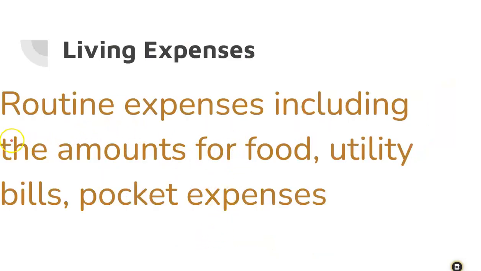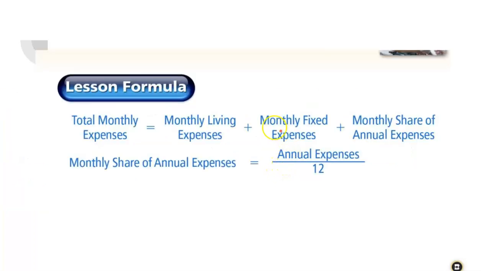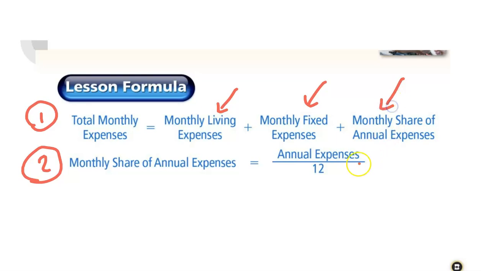So living expenses, again, are routine expenses, including the amounts for food, utility bills, and pocket expenses. Please pause if you need to record the vocab. So these are 2 separate equations, okay? Formulas that you're going to need to know. And they're both already in your notes. So you have your living expenses, your fixed expenses, and your share of annual. But to find your share of annual, you have to do this.